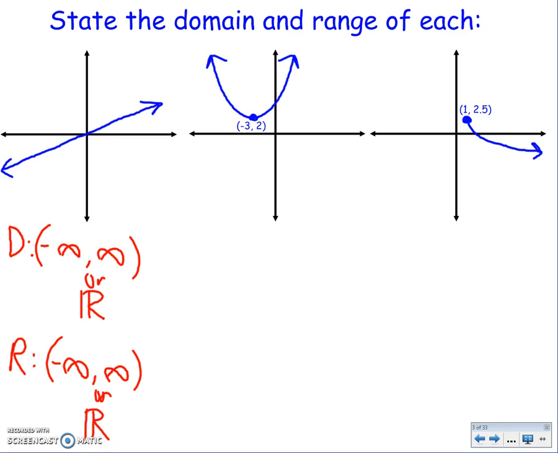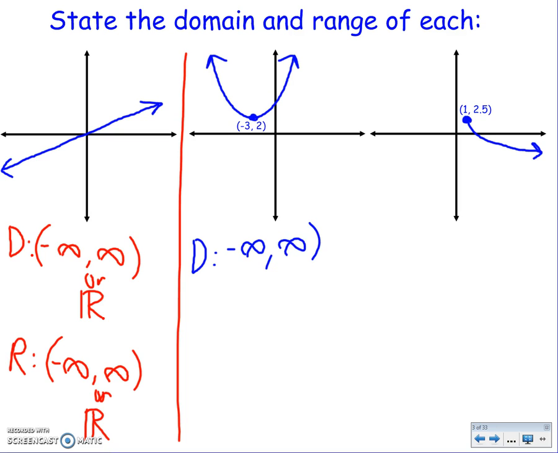So lines, diagonal lines are the best. They're always all reals for domain and range. For a quadratic, a parabola, we have the same question, domain, how far left, how far right? It goes left forever, because the arrow points left. It goes right forever, arrow points right. So also all real numbers.